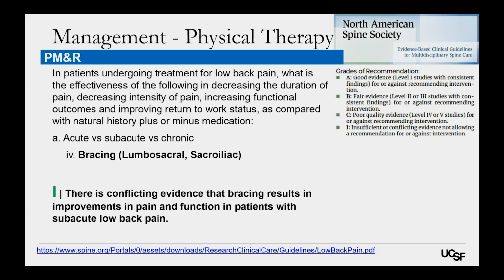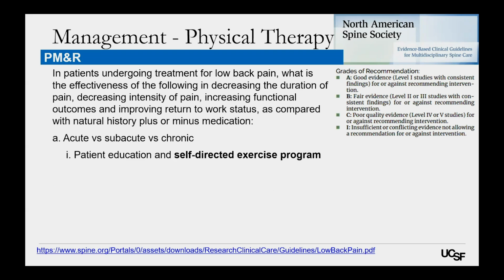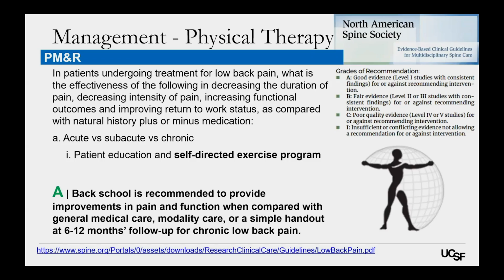Other questions are, how effective is bracing for low back pain? The evidence is insufficient or conflicting that bracing results in improvements in pain and function in patients with subacute low back pain. How effective is self-directed exercise? There's actually pretty good evidence. So the recommendation is that back school is recommended to provide improvements in pain and function when compared with general medical care, modality care, or a simple handout. And outcomes have been followed up to 6 to 12 months for chronic low back pain. Back schools are educational and training programs where lessons are given to patients by a therapist.